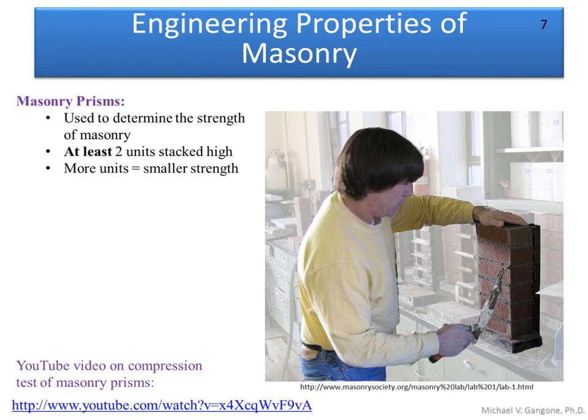So F prime sub m is the strength of this entire masonry prism, or the masonry construction. Whereas the value that you saw previously on the x-axis is the strength of an individual unit. And then we have the mortar in between here, which, depending on the type, has different strength values.